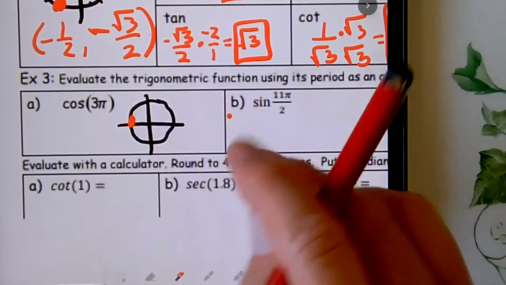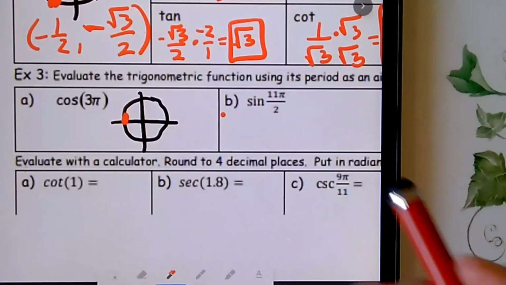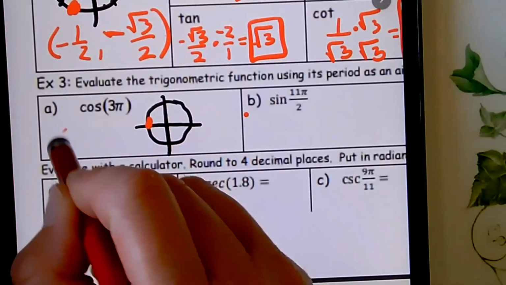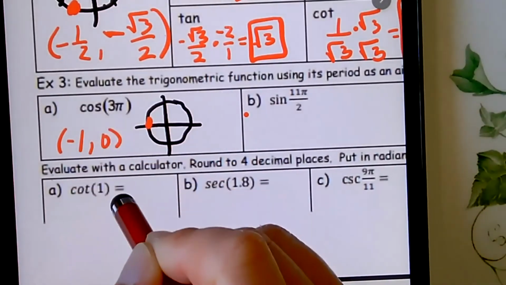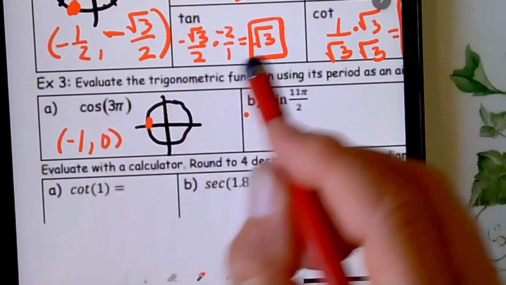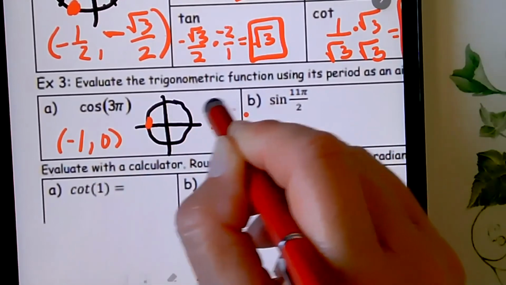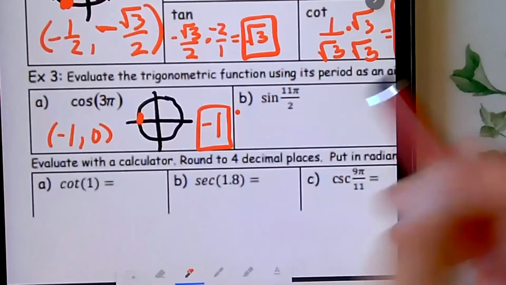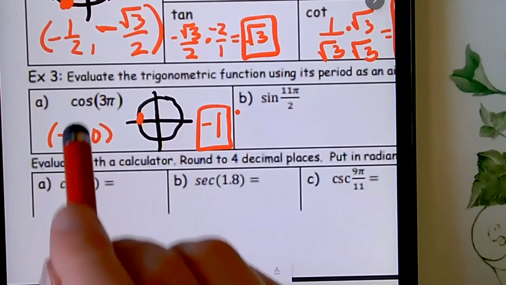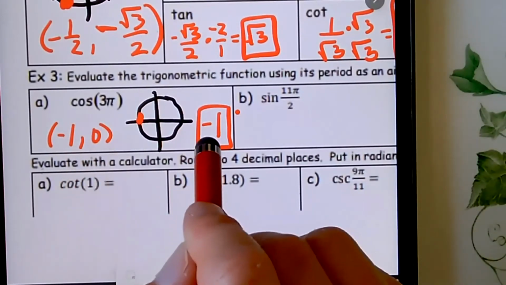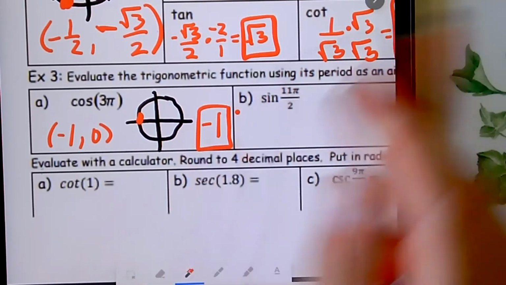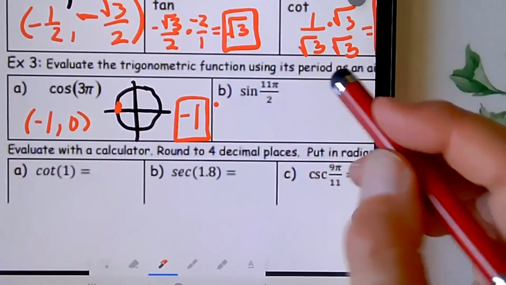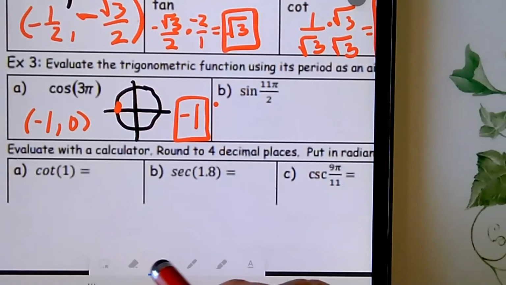And the coordinates of this point, let me write the coordinates. This is not my answer, but that's going to help me, is negative 1 comma 0. And my cosine is my x, so my answer is negative 1. That is my answer, not this. Cosine of 3 pi is negative 1. My sine, 11 pi halves.